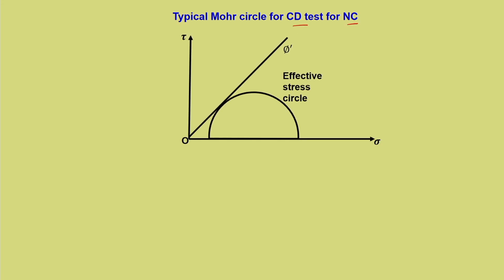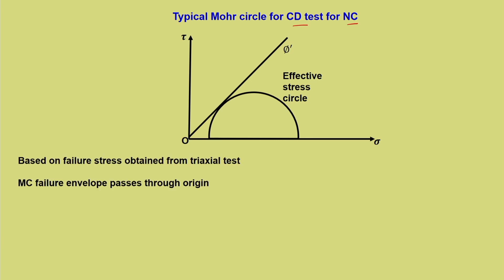Now, typical Mohr circle for CD test for NC. So, remember it is CD test for NC. Yes, we have seen, and for NC we need to keep in mind that the failure envelope passes through origin. So, that is a very important aspect which we have to keep in mind.